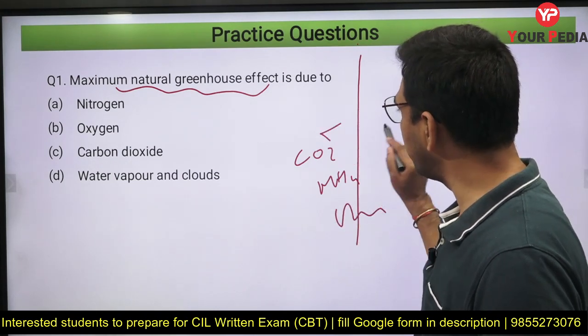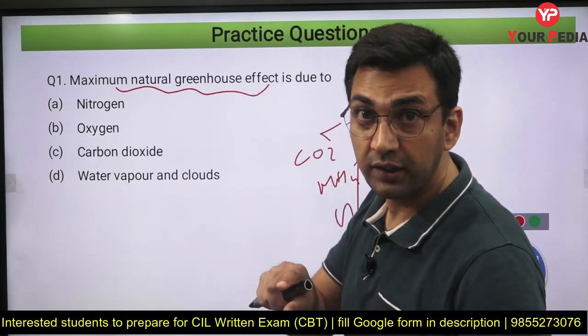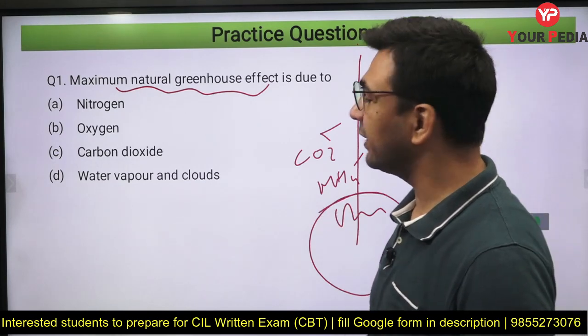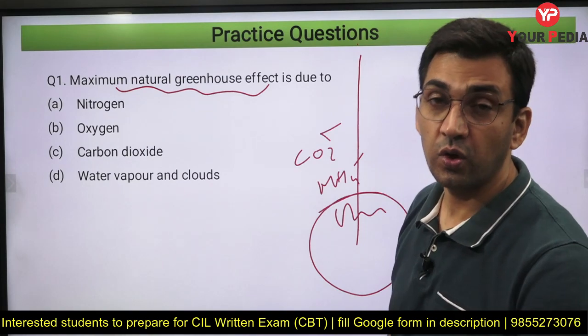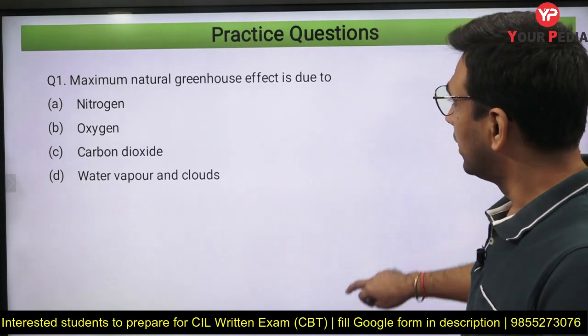Carbon dioxide and methane are relatively very small in the Earth's atmosphere naturally. So which one is naturally present more? Water vapor and clouds. If we talk about the largest greenhouse effect that you are going to have naturally, it is due to water vapor and clouds.